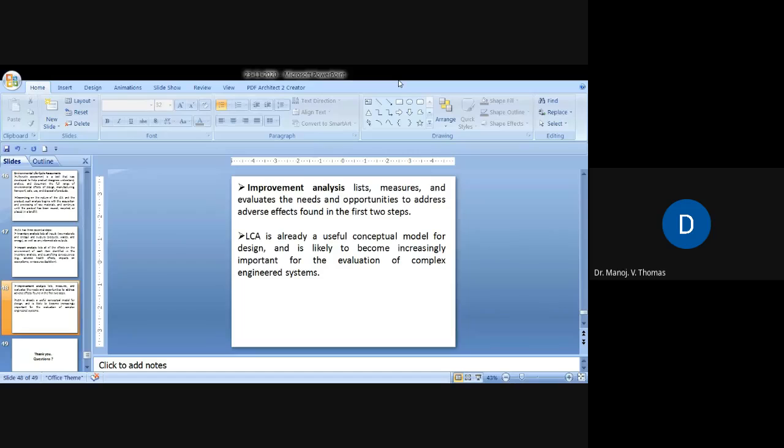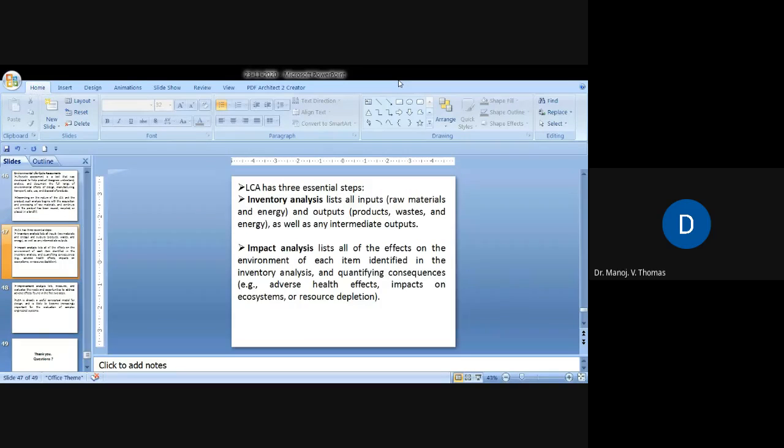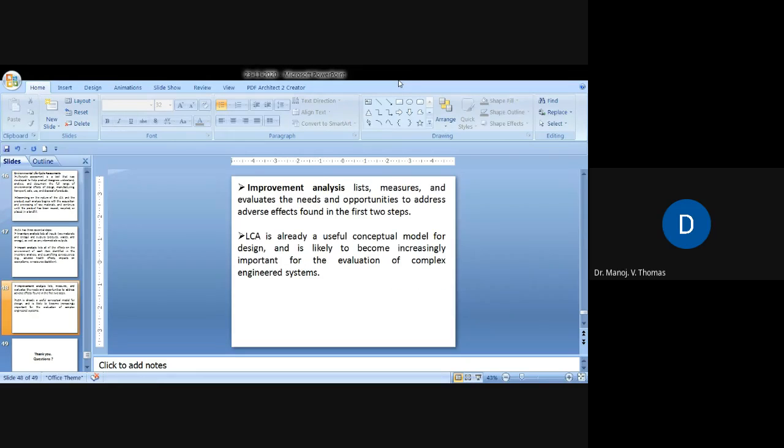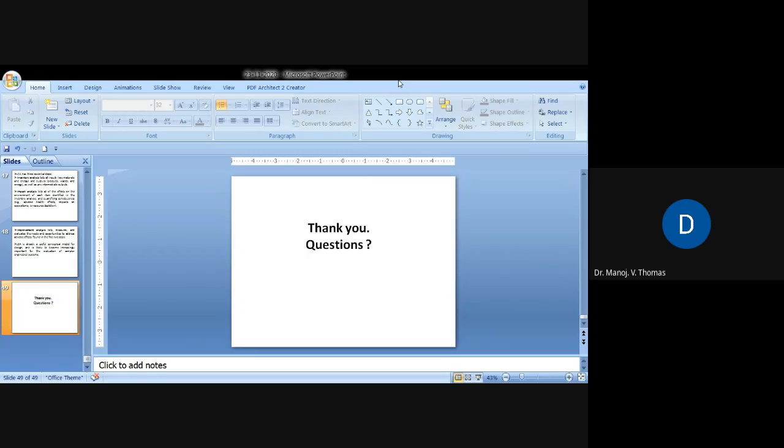The third one is improvement analysis. Improvement analysis lists, measures, and evaluates the needs and opportunities to address adverse effects found in the first two steps. In the first step, we identified the elements involved. In the second, we identified the issues or the impact. In the third, we try to reduce the impact. LCA is already a useful conceptual model for design and is likely to become increasingly important for the evaluation of complex engineered systems. So that is all about design for production, use, and sustainability.